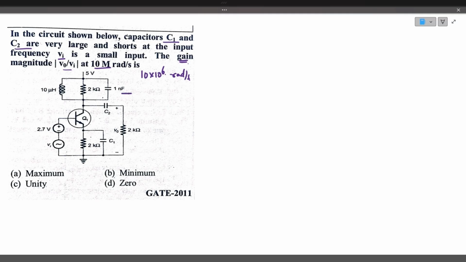He's asking about the gain, whether it will be maximum, unity, minimum, or 0. Basically, this is a parallel resonant tank circuit. For the parallel resonant tank circuit, this is the inductor, capacitor, and resistor, R, L, and C. The graph will be like this.